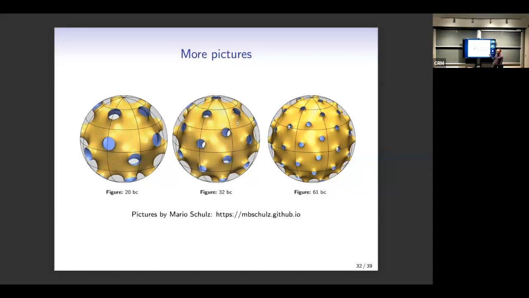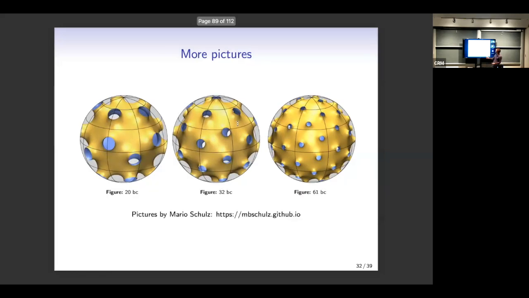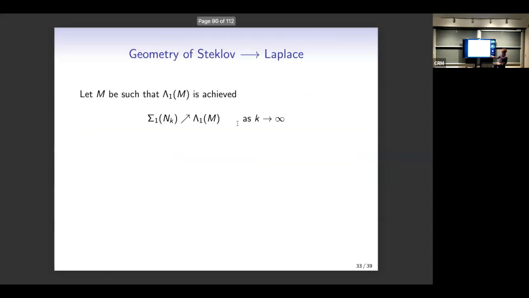The thing to keep in mind is that if you put gamma equals zero, the maximizer here is the round metric. And the round metric is just the usual sphere. And this looks more and more like a sphere. So essentially what we proved is the geometric counterpart to this. So take M such that it's achieved. Then there are infinitely many k's such that this exists. So the corresponding free boundary minimal surface exists. The corresponding minimal surface in the sphere exists.